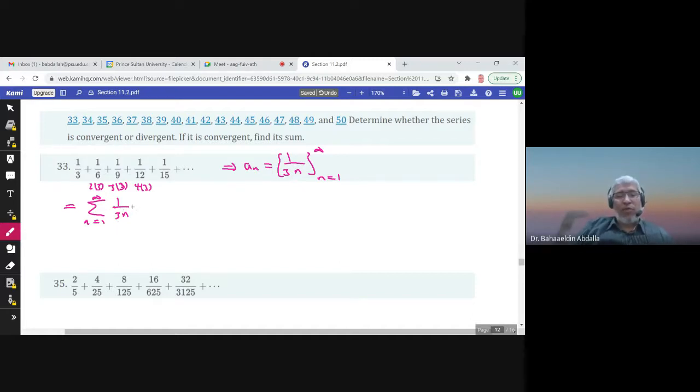All right, we know that 1 over n is a harmonic series. So this 1 over 3 can be taken out, and you can write it like this. And this is a multiple of the harmonic series. And we know that the harmonic series is divergent. So a multiple of the harmonic series would be divergent.